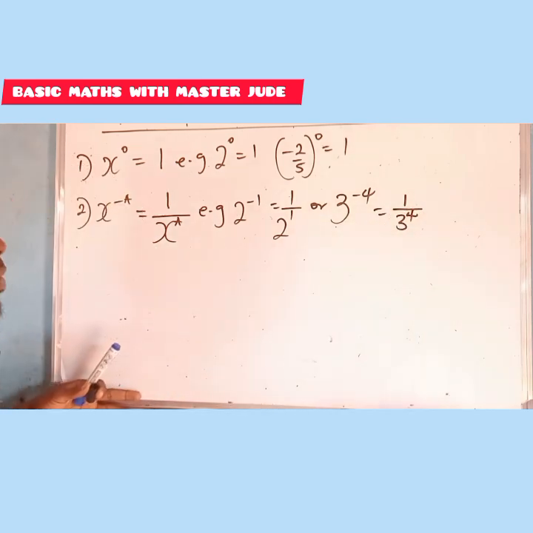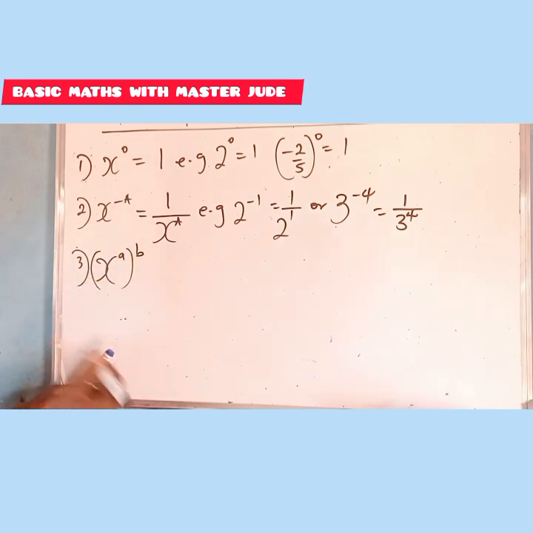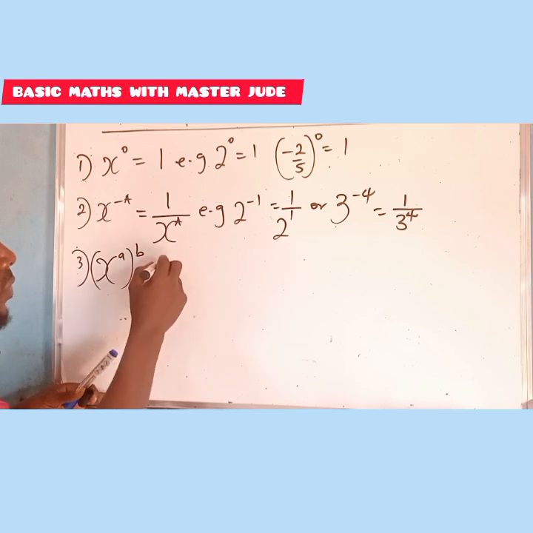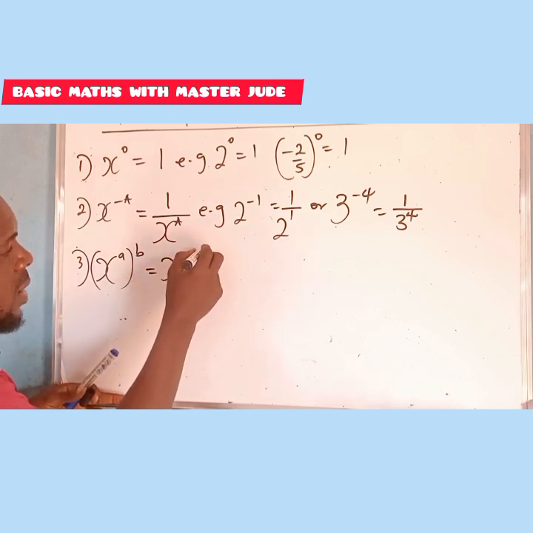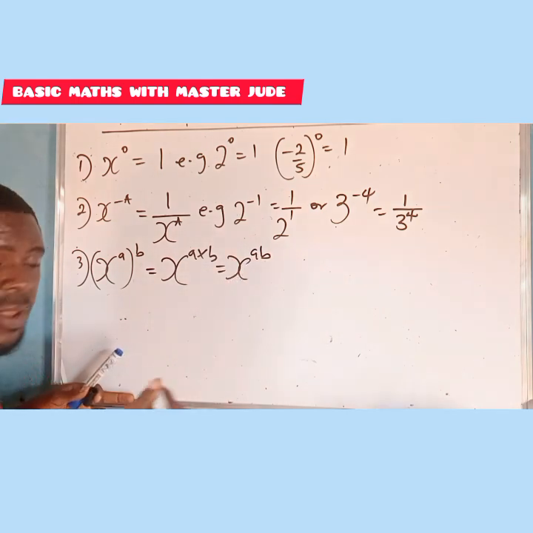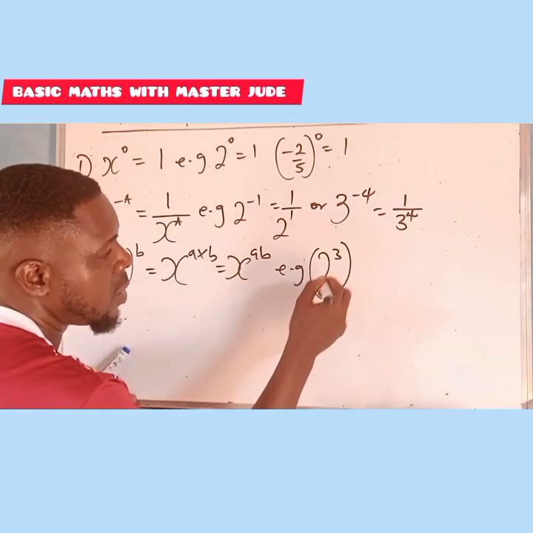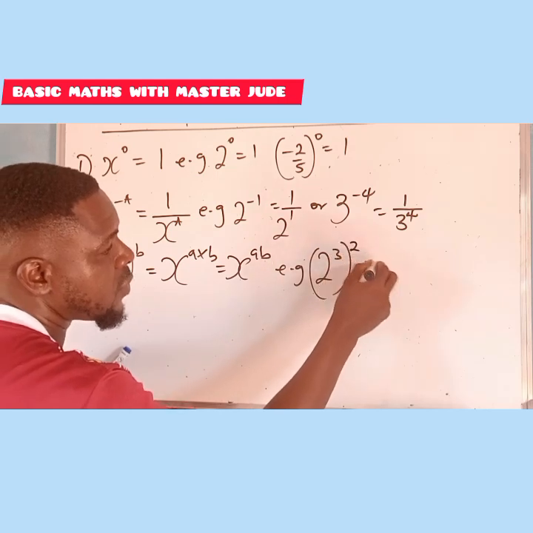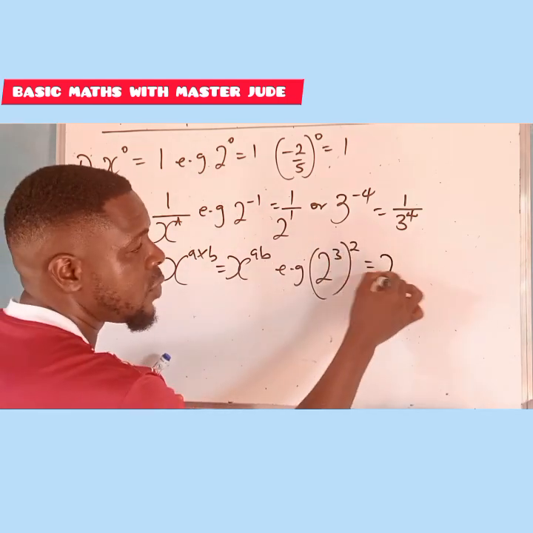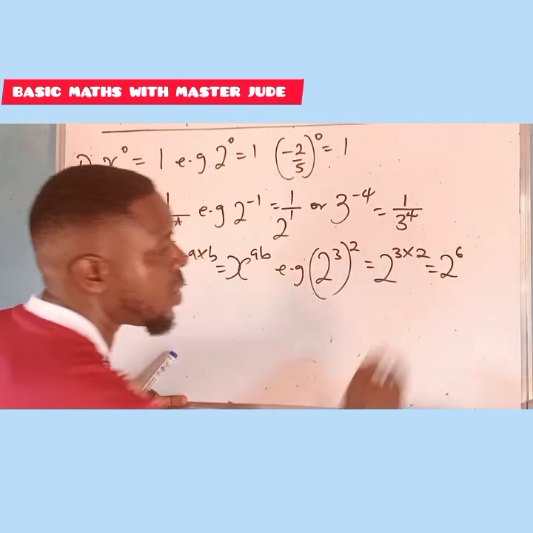Now the third law says that x raised to power a, bracket raised to power b. Now if you are given something like this, you just multiply the powers. So this is x raised to power a times b, which will give me x raised to power ab. For example, if you have 2 raised to power 3, bracket raised to power minus 2, this is the same as 2 raised to power 3 times 2, which will give me 2 raised to power 6.